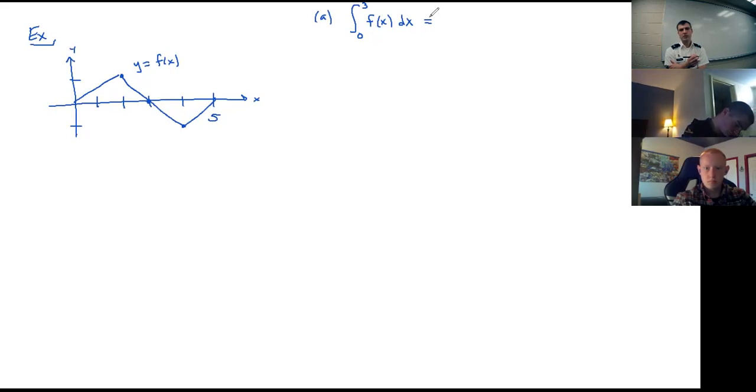So as you're copying all this stuff down, go ahead and look at part A, which says the definite integral from 0 to 3 of f of x. What's that area going to be? Area under the big triangle, right? So I can do the 1/2 base times height, 1/2. What's the length of the base here? 3. What's the height? 1. So I should end up with 1.5, right? Square units, whatever my units happen to be.